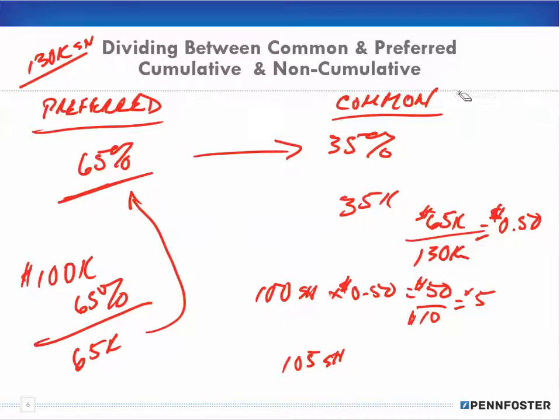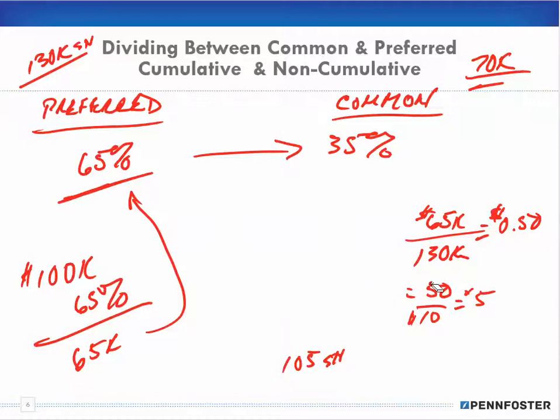And you do the same exact thing for common. The number of shares for common can be different than the number of shares of preferred. If there's only 70,000 shares of common, even though there's 130,000 of preferred, you do the math the same way for the common as you did for the preferred. So the math stays the same all the time, but you have to pay attention to the different variables that are being applied.